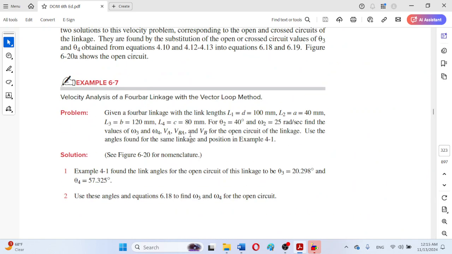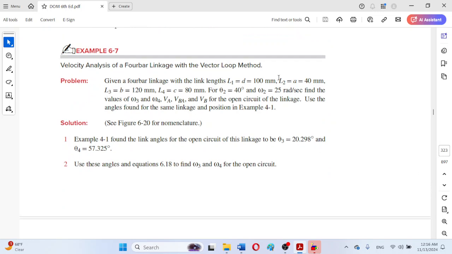Example 6-7: velocity analysis of a 4-bar linkage with the vector loop method. This example has been solved many times using various techniques; it is actually the graphical or analytical position analysis example from chapter number 4. I will be explaining the method with the help of this example because the data is available.